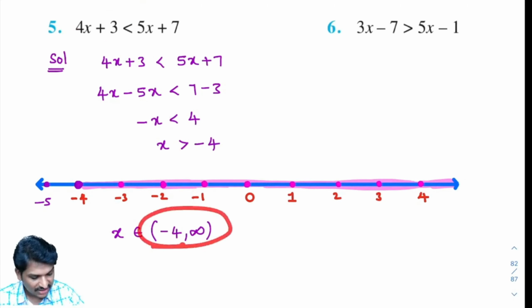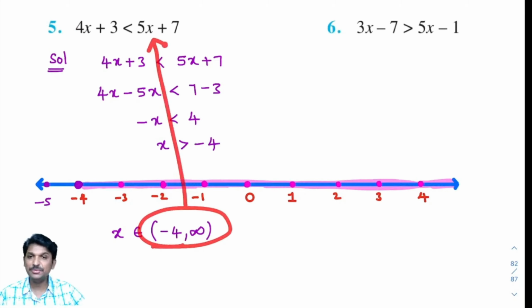For example, in this interval 0 is there. Yes, 0 is there, so 0 is a solution of this inequality. It means when I substitute 0 in this, it satisfies. In place of x, you write 0. 4 into 0 is 0.